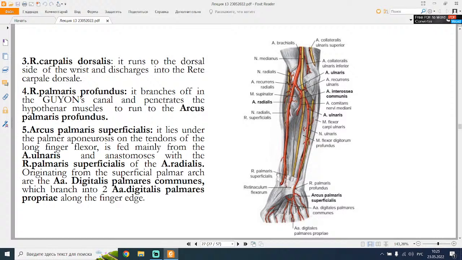Originating from the superficial palmar arch are the common palmar digital arteries, arteria digitalis palmaris communis, which branch into two proper palmar digital arteries, arteria digitalis palmaris propria, along the finger edge. This is arcus palmaris superficialis, which is formed by arteria ulnaris and branches of arteria radialis, rami palmaris superficialis.